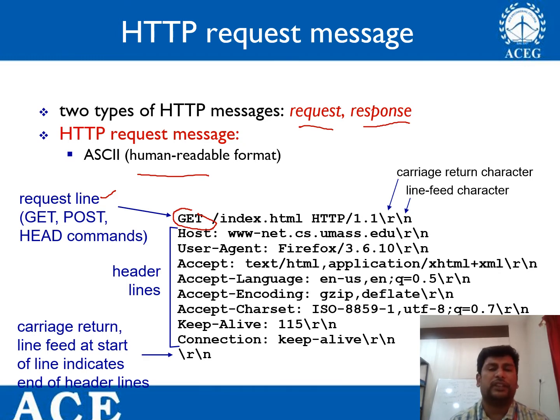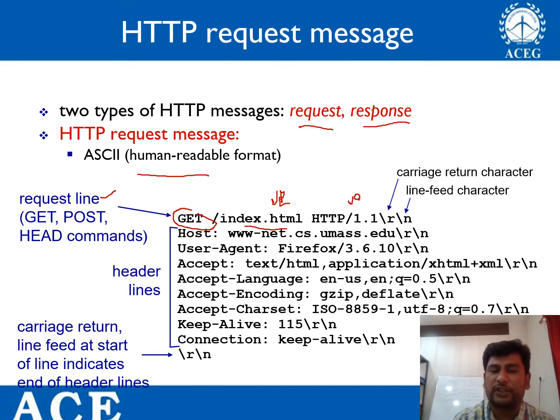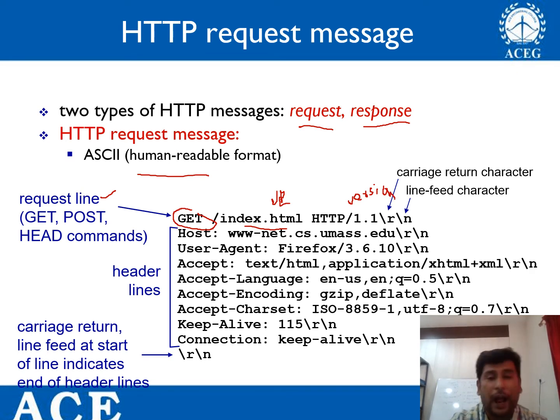The second field is the URL from which we are trying to get the content or object. So the first field is all about the type of request you are making. The second is the URL from which we are trying to extract the content, and the third field is the version of HTTP. The current version which we are using is HTTP 1.1. So these first three fields are part of your request line. After the request line, we move ahead to the header lines, and the header lines consist of different fields.